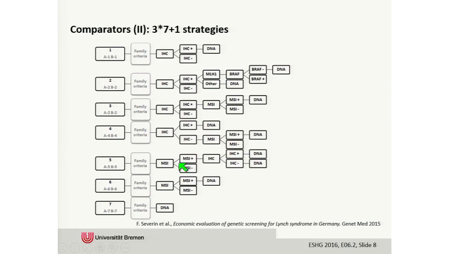Fifth, you could start with MSI. If it's positive, do IHC testing, and if it's positive, do DNA testing in the appropriate sequence. And if it's negative, then test all MMR genes. Sixth, you could do MSI, and if it's positive, test at once for all MMR genes. Or finally, you could also offer a DNA test to all of the patients. And this could be combined with different family criteria, so you could either use Amsterdam or revised Bethesda, so you arrive at 21 comparators, including the do-nothing alternative, so really a lot to do for the computer.